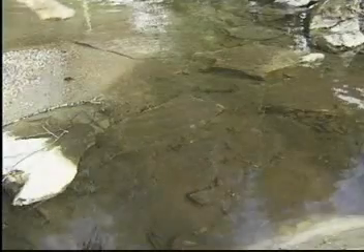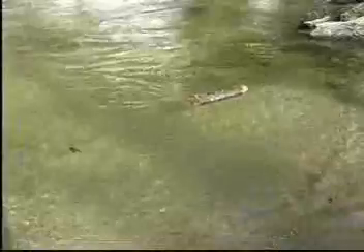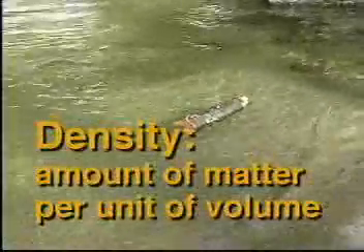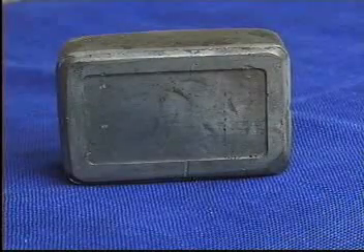It is the same principle that causes some objects, like this rock, to sink in water, and causes other objects, like this log, to float. The difference between the two has to do with their density. Density is the amount of matter per unit of volume. Different objects have different densities.